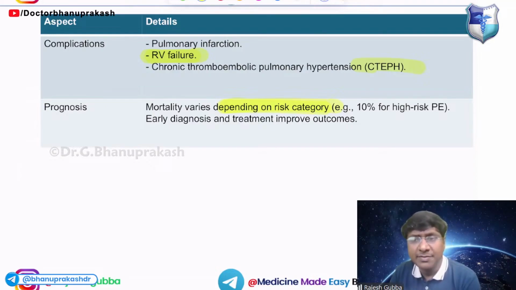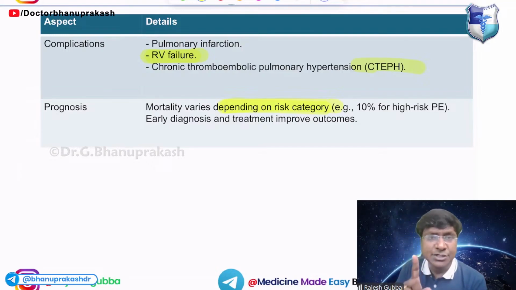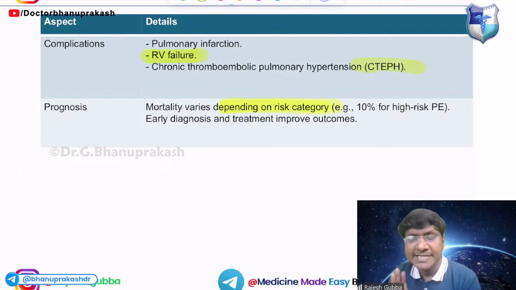Clinical features, the most common will be sudden onset dyspnea, and the most common sign will be tachypnea. If you take the types of pulmonary embolism: massive pulmonary embolism, you will have hypotension and RV dysfunction. Submassive pulmonary embolism, blood pressure normal, RV dysfunction will be there. Low risk pulmonary embolism, normal hemodynamics, no RV strain. Investigation of choice, CT pulmonary angiography. Second line investigation, ventilation perfusion scan.